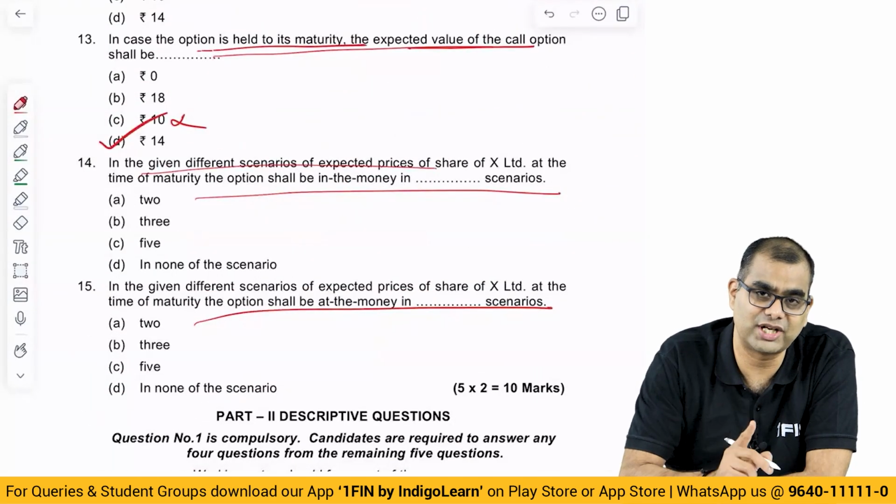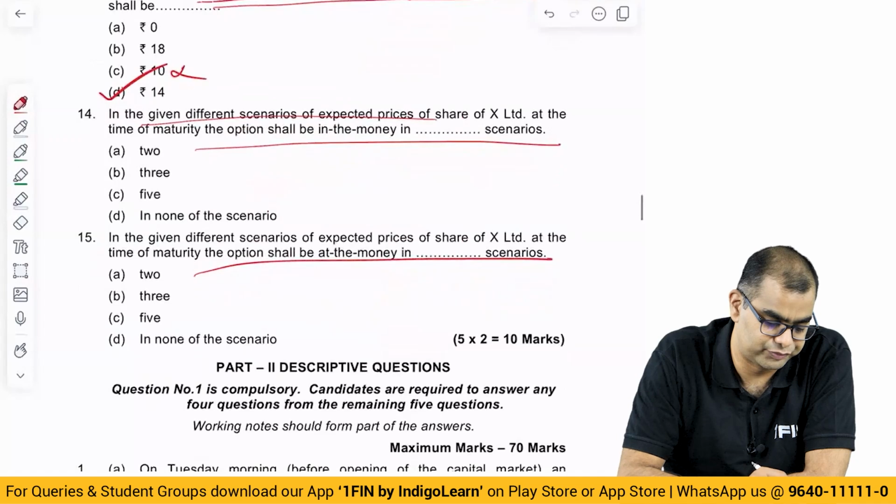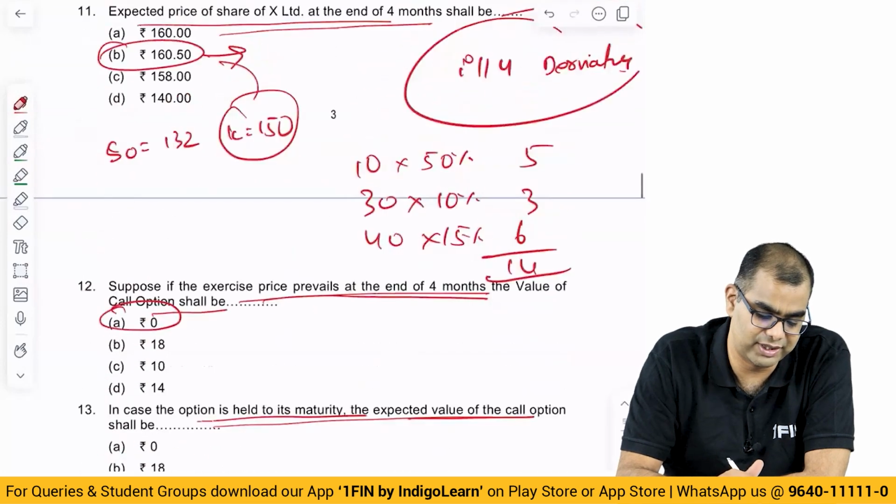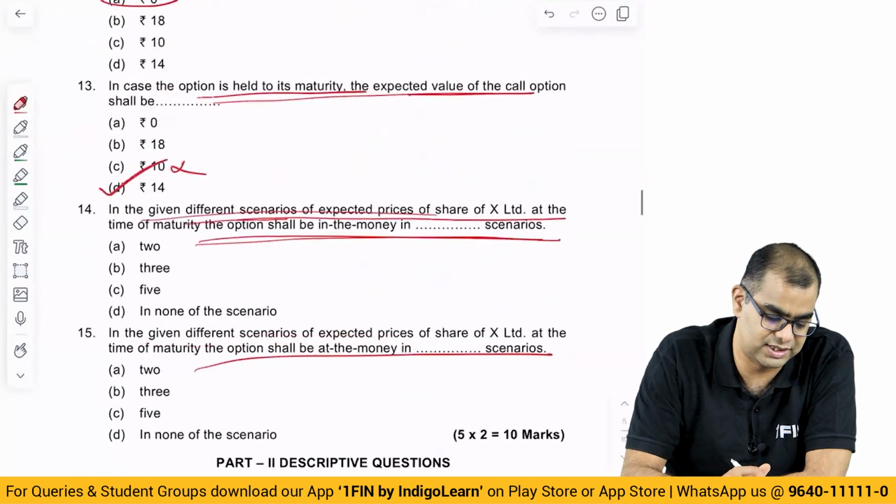Okay, at each level you check whether the option is exercised. In the given different scenarios of expected prices, at the time of maturity, the option shall be in the money. In the money means what? You are making money. How many times are you making money? In all these 3 scenarios. So the answer is 3 for that.